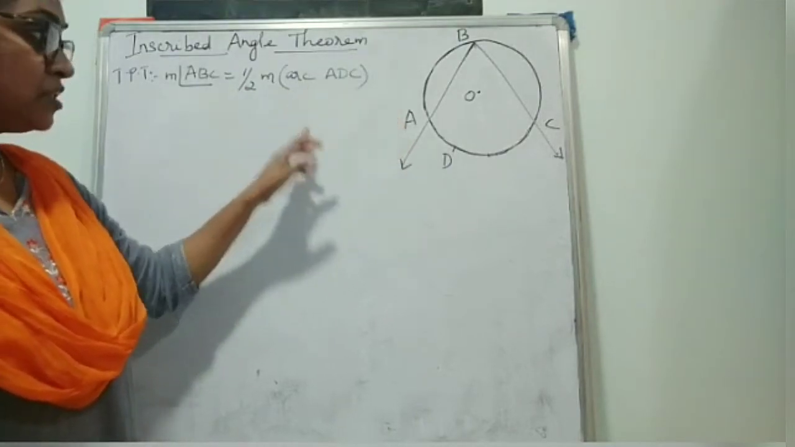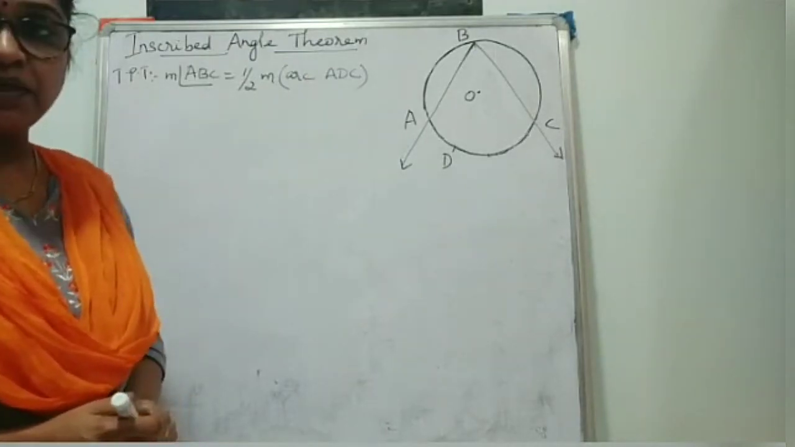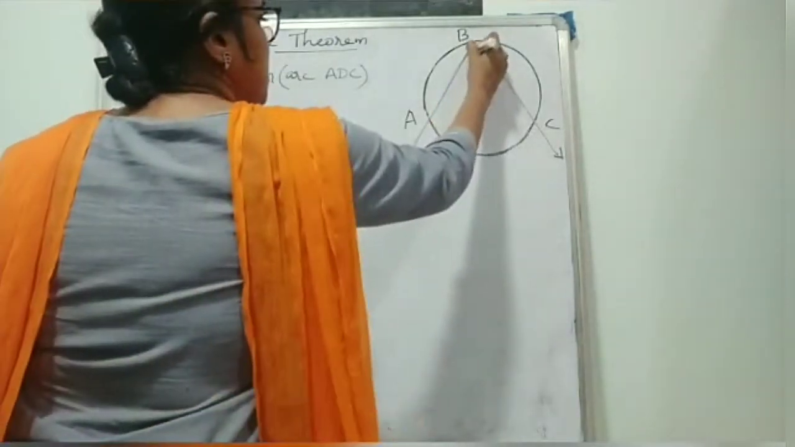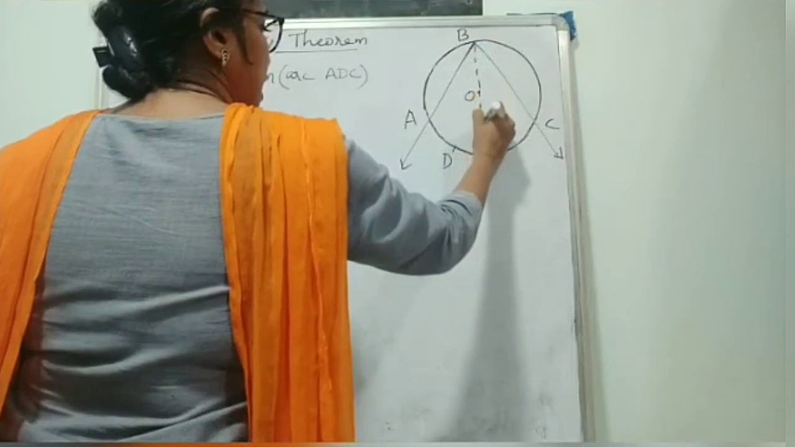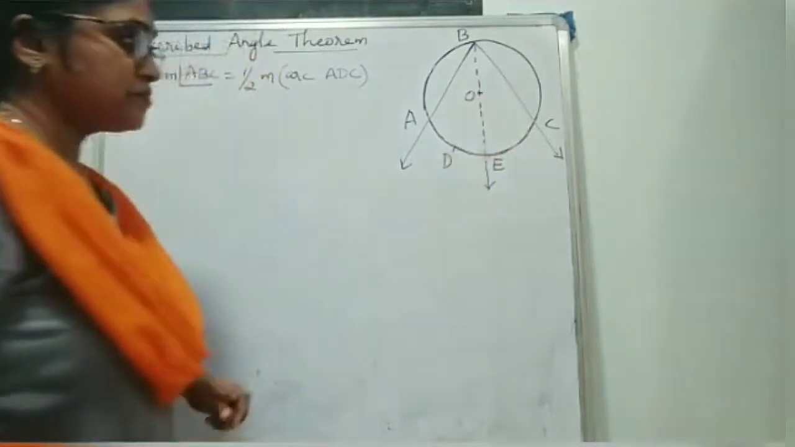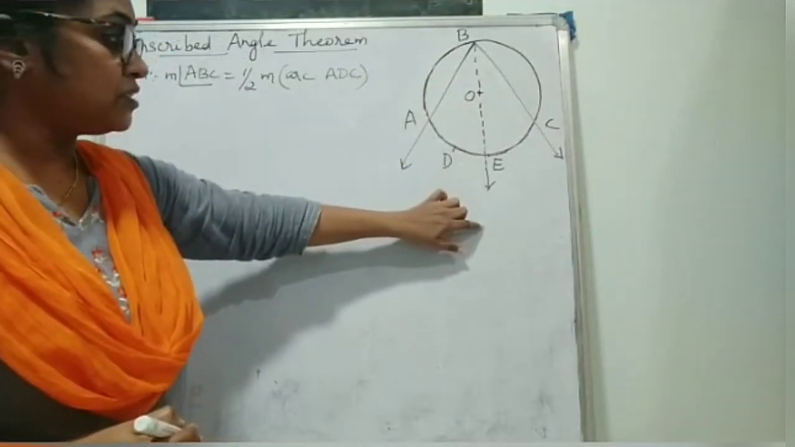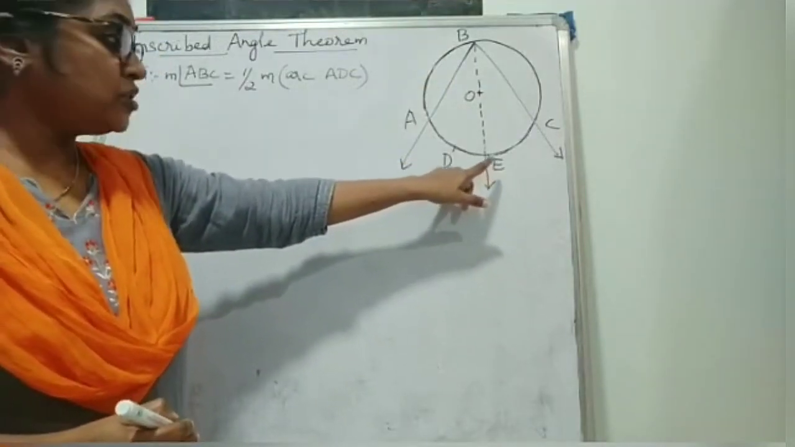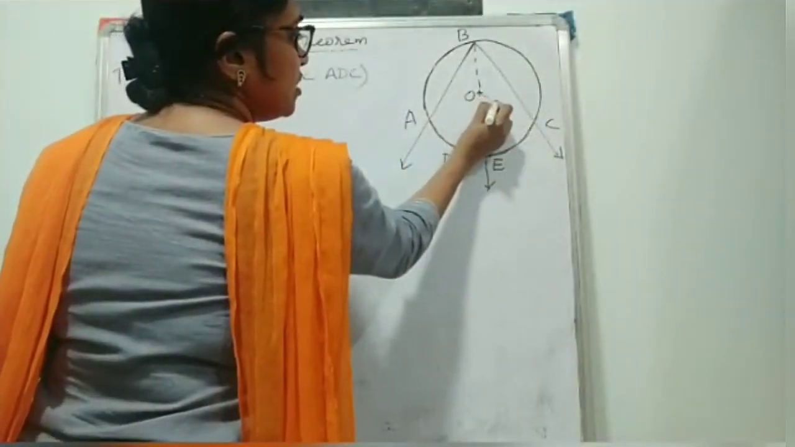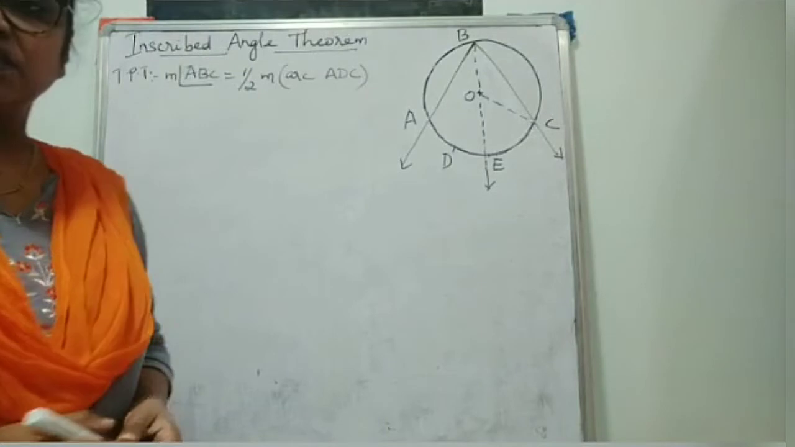For doing this proof, we need to do some construction, and the construction is just to join OB and extend it downwards to meet the circle at a particular point, say at point E. So this is the construction. Once you do this, we can also join O with C. So I have joined OC. Now we can start with the proof.